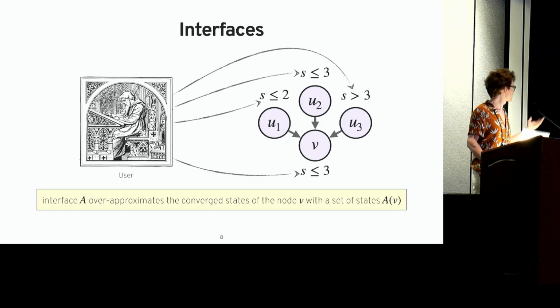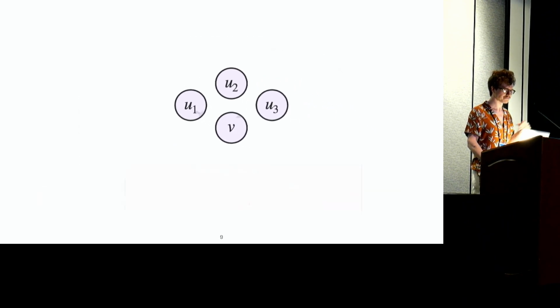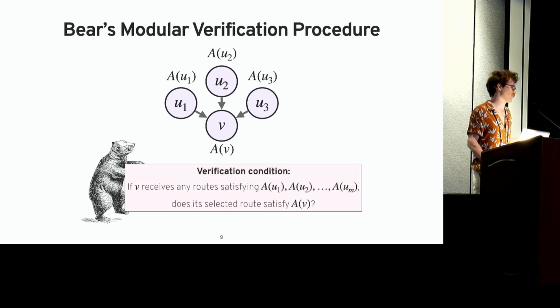Once we have these interfaces, we can come up with a modular verification procedure to check them. A reasonable verification procedure one might want to use is to say, I have a particular node V, and it has some neighbors, U1, U2, U3.